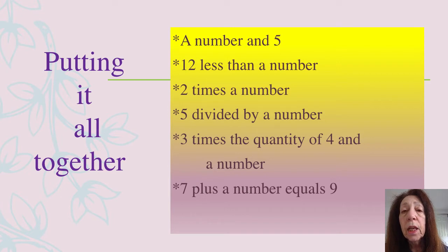7 plus a number equals 9. So now you have everything. I've given you hints. Can you see what this looks like?